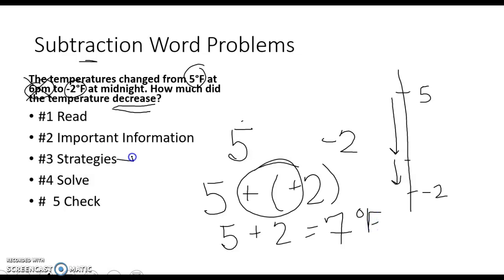So I used a strategy of drawing. I've solved my answers, and does it make sense? You can see it's gone down 5 and it's gone down 2 more. So it makes sense that it decreased by 7 degrees Fahrenheit.